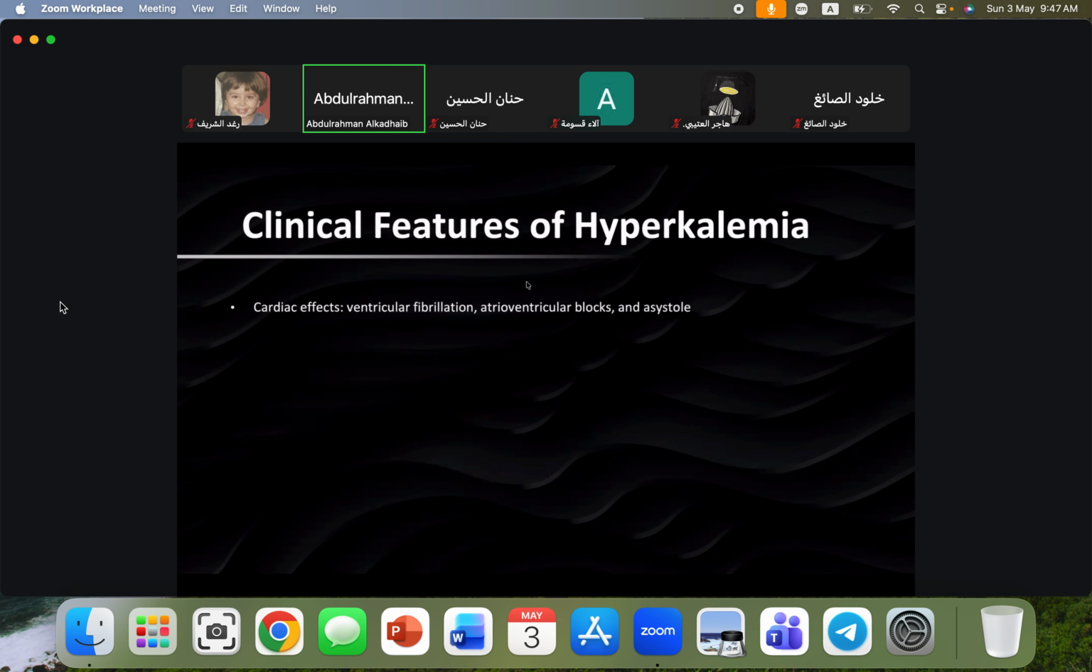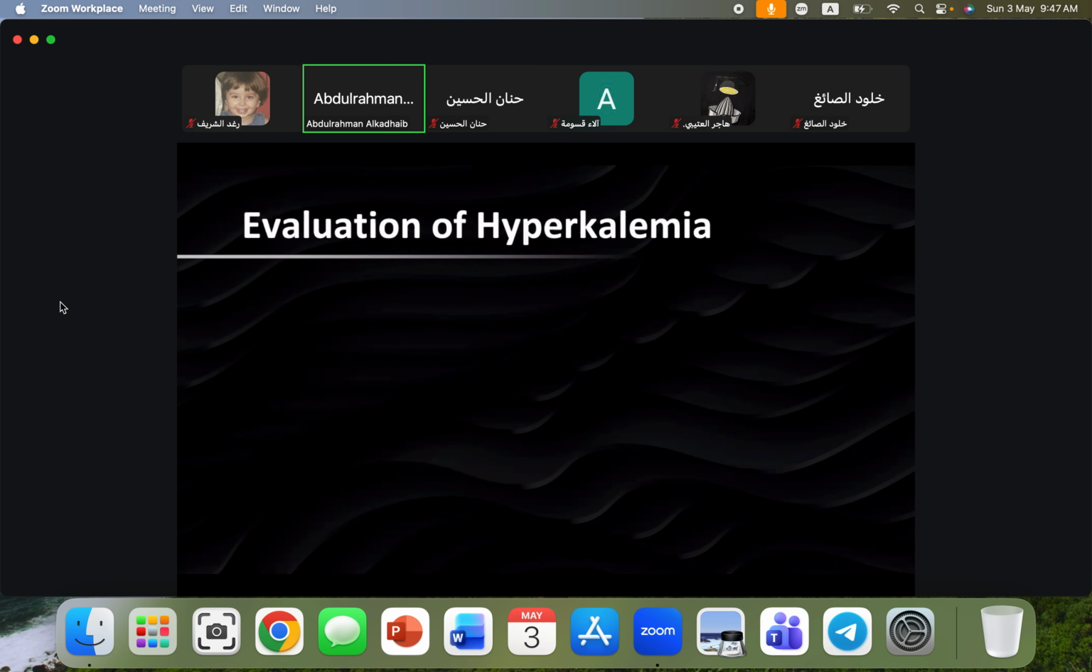So the clinical features of hyperkalemia, again, unfortunately, are non-specific. It may cause several clinical features. For example, in the cardiovascular system, it may lead to some arrhythmias, including ventricular fibrillation or intraventricular blocks, or in very severe cases, death due to asystole. The neuromuscular effect may include weakness, paresthesia, or paralysis. GI symptoms may include nausea or vomiting and other non-specific GI symptoms.